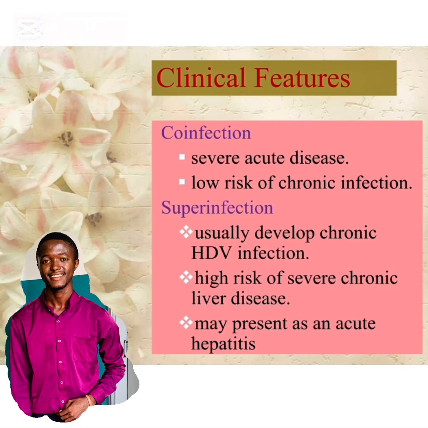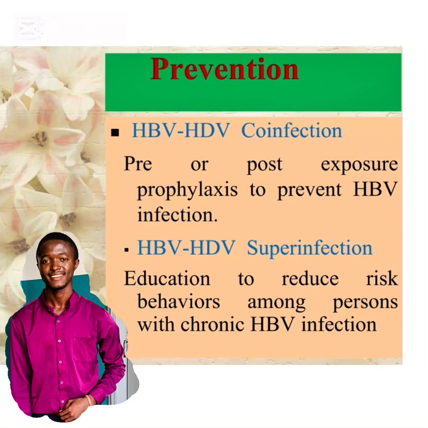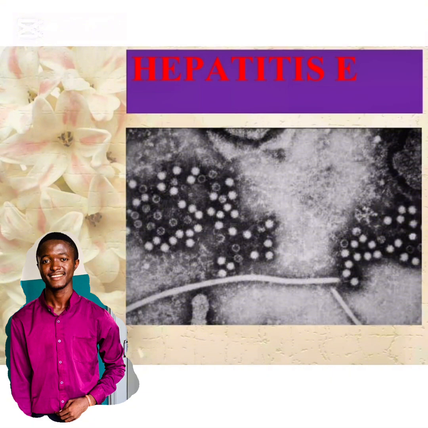Now, for the clinical features, we have co-infections, severe acute disease, and low-risk chronic infections or co-infections. Now, for superinfections, people usually develop chronic HDV, hepatitis D also. Now, prevention. How do we prevent?